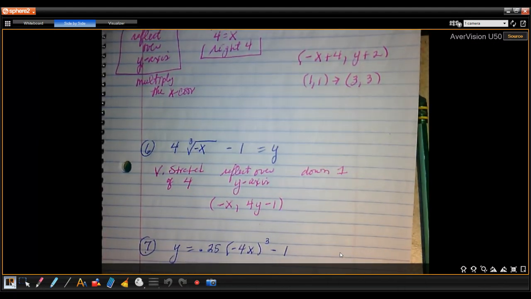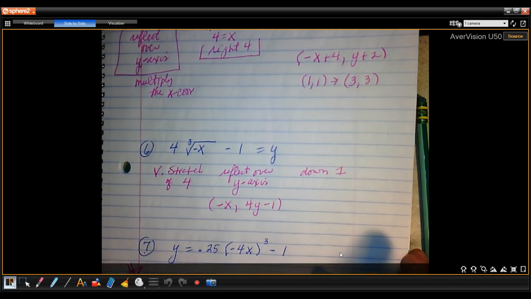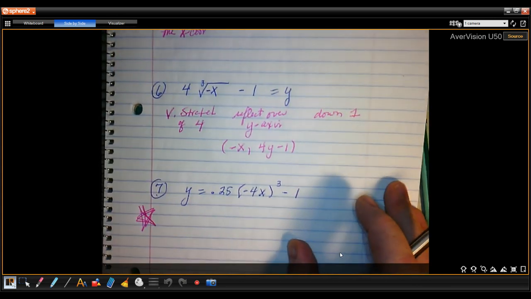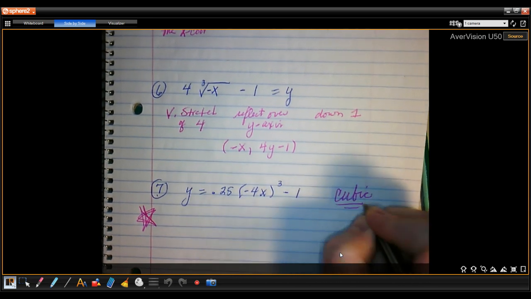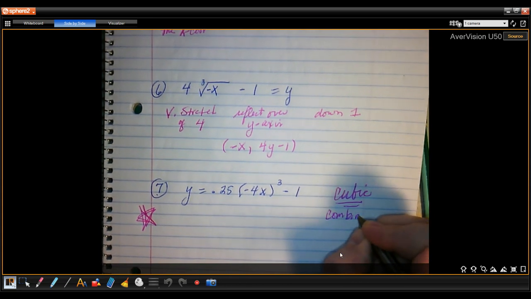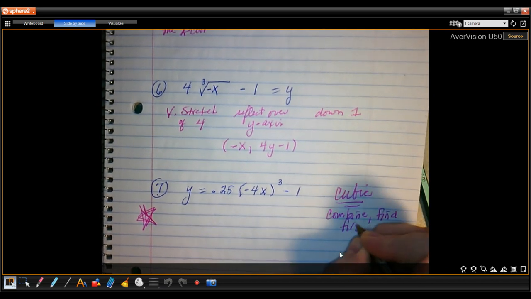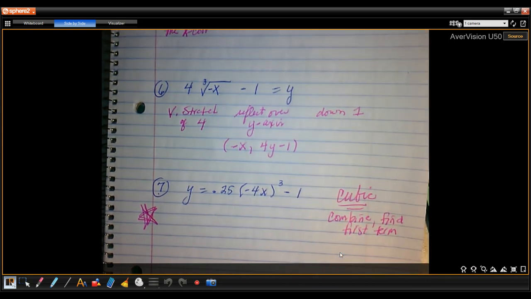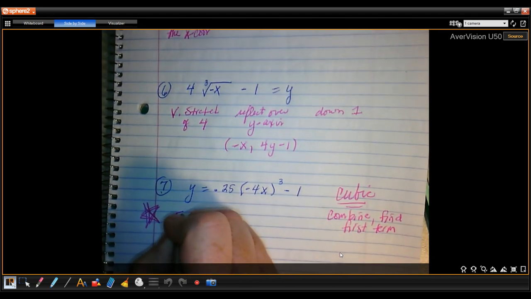Okay, last one. This is the one where I want you to make sure that you combine it. So on a cubic function, I want you to combine, find the first term, because it makes more sense when you visualize what the graph is doing. So we can start out simple, or we can find the first term, either way. So let's find the first term.